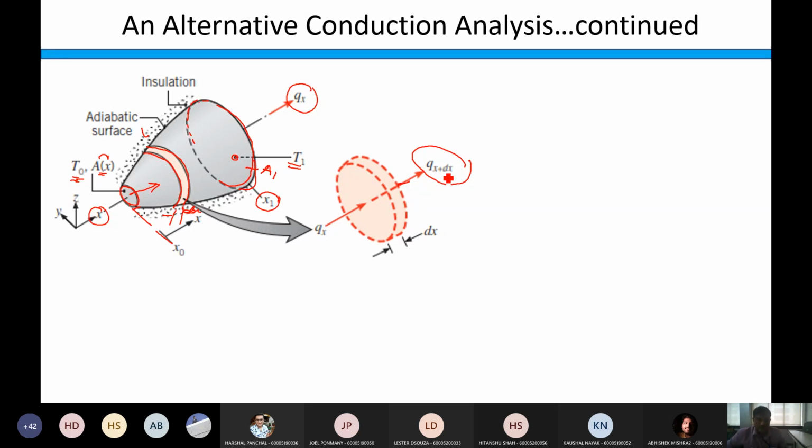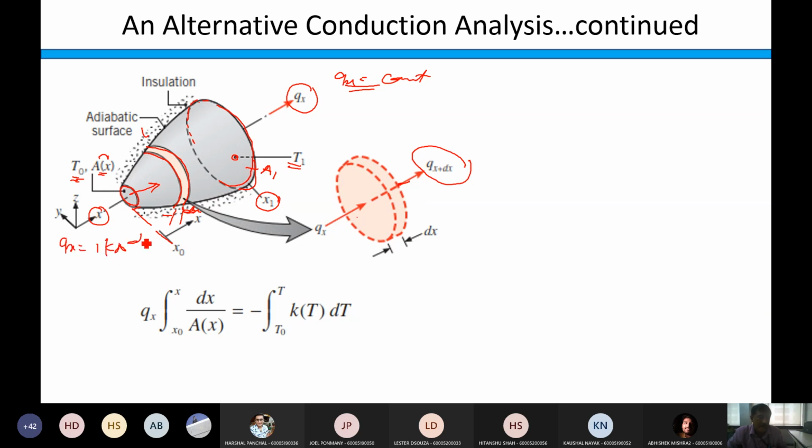Now, do you remember, some time before, we said that this qx is constant, right? So qx is the same. So what I am going to do next is equate these two quantities, right? I am using the standard expression that qx is minus k dT by dx. So this k is written as a function of temperature. That's why you see this k(T), right? So I am using the variable separable method here.